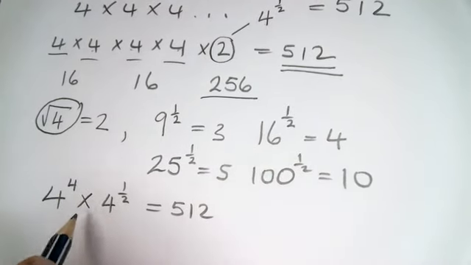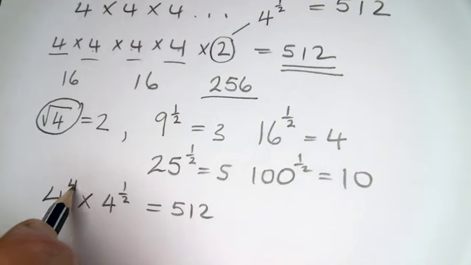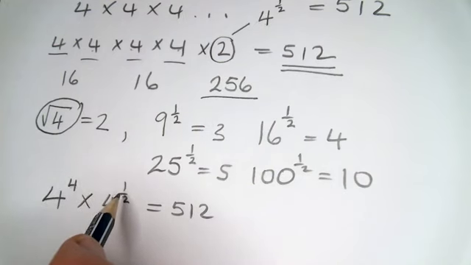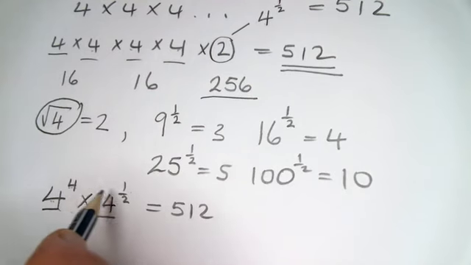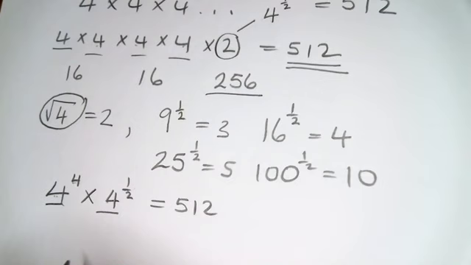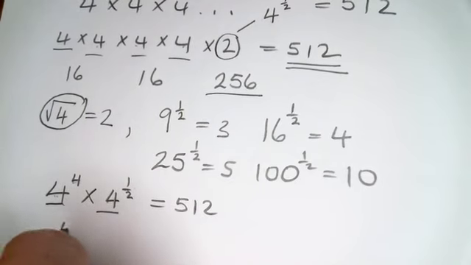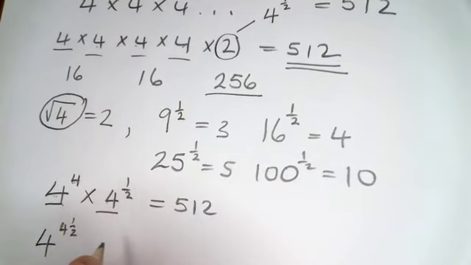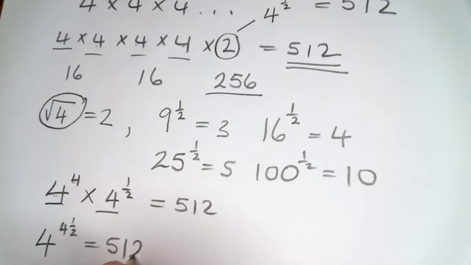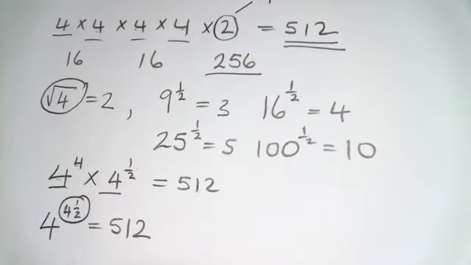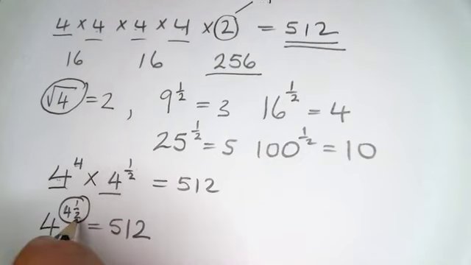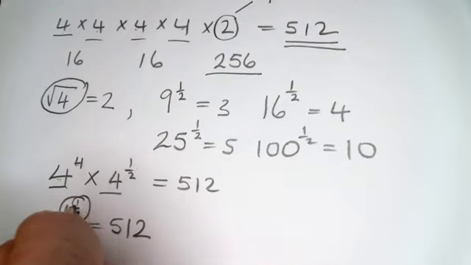Well, when you're multiplying powers, you simply add the powers together when the bases are the same. Bases are both 4. I can just add the powers, so it becomes 4 to the power of 4.5 is equal to 512. But we can't write powers as mixed fractions. We write them as improper fractions. So 4.5, or 4 times 2 is 8, plus 1 is 9.